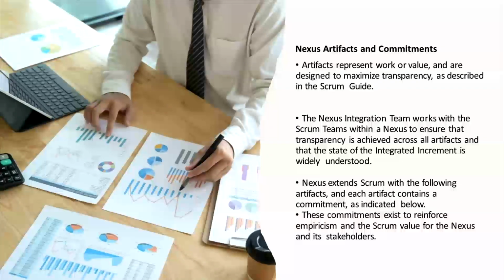Nexus Artifacts and Commitments. Artifacts represent work or value and are designed to maximize transparency as described in the Scrum Guide. The Nexus integration team works with the Scrum teams within a Nexus to ensure that transparency is achieved across all artifacts and that the state of the integrated increment is widely understood. Nexus extends Scrum with the following artifacts, and each artifact contains a commitment as indicated below. These commitments exist to reinforce empiricism and the Scrum values for the Nexus and its stakeholders.